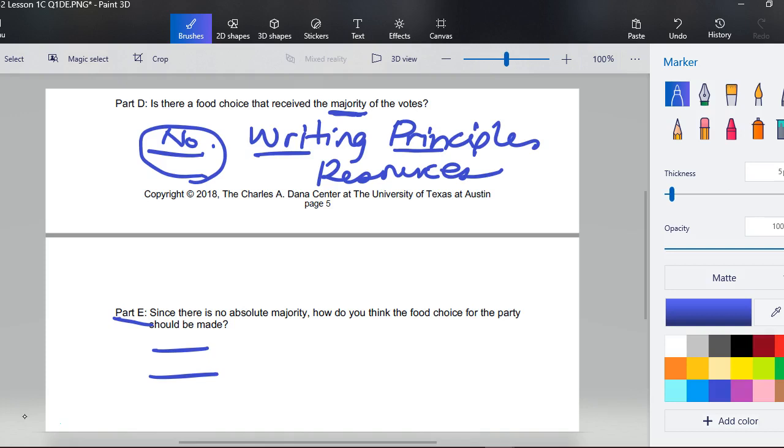Since you have two that are at the top, you have hamburgers and pizza that are very close together, so it could be that there are two foods at the party. It could be that you take hamburgers and pizza and have another election on just those two foods to see if one of them becomes a majority. Multiple things you can write down something, and then go ahead and complete question number 2 and 3, and then come back to the video.